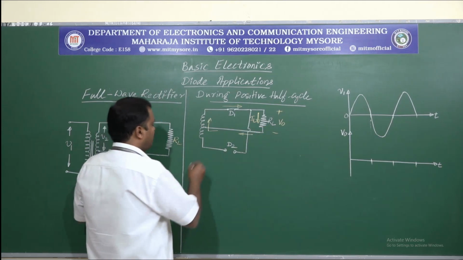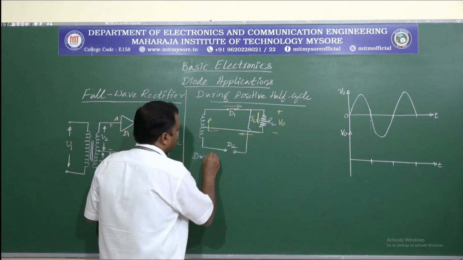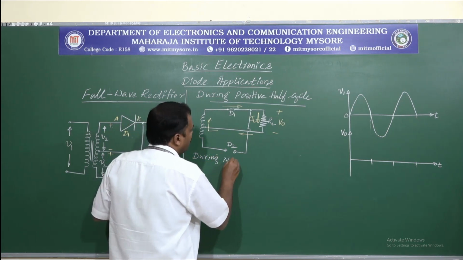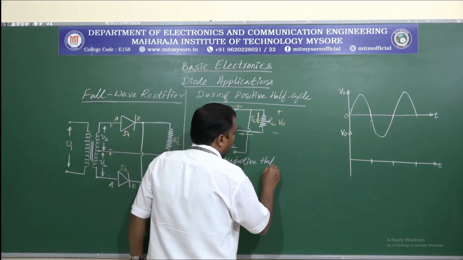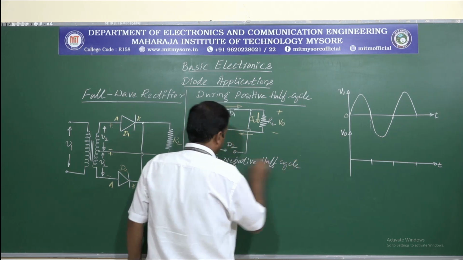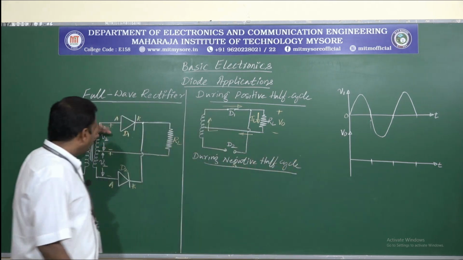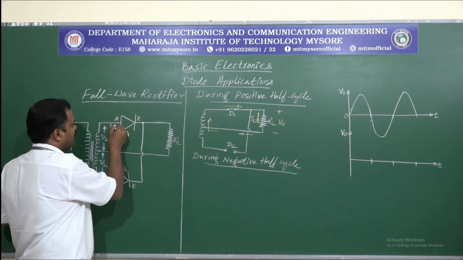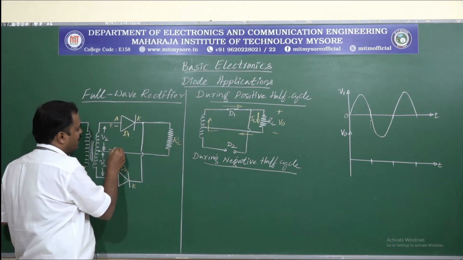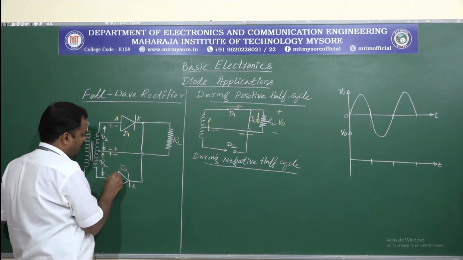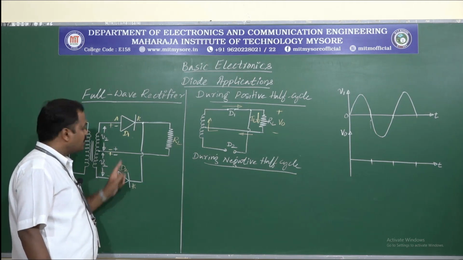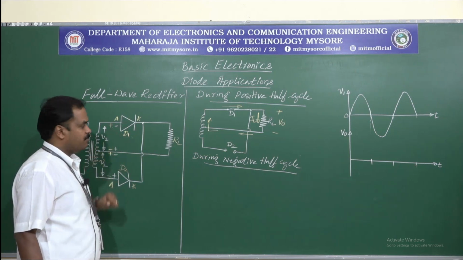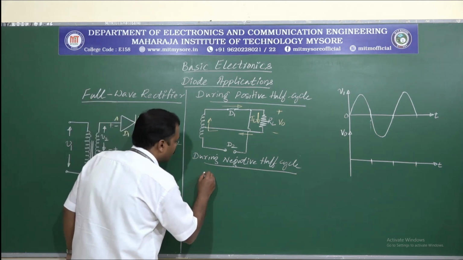Now coming to the negative half cycle, the polarity changes. So what happens here is, this becomes minus and this becomes plus and this becomes minus and this becomes plus. So what is happening here, diode D2 is getting forward biased and diode D1 is getting reverse biased. So let us put up the equivalent diagram for this.